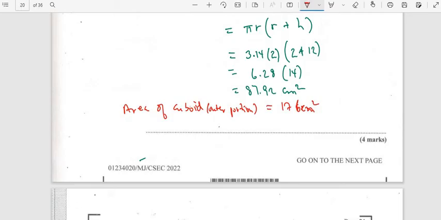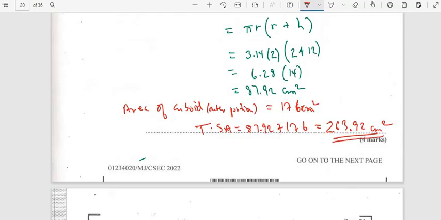And when we add them together now, the total surface area, cuboid plus the semicircular prism base, is 87.92 plus 176, and that will give us 263.92 square centimeters.